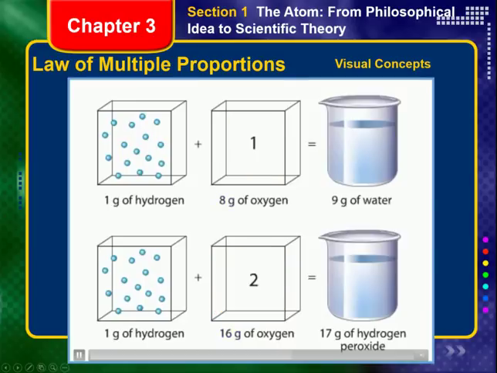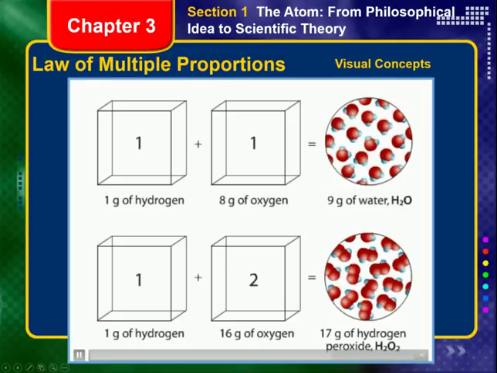From this, we can deduce that there must be twice as much oxygen in hydrogen peroxide as there is in water, and the same relative amount of hydrogen in both. It does not tell us, however, exactly how many atoms of each element make up the molecule. We now know, for example, that both water and hydrogen peroxide contain 2 atoms of hydrogen per molecule, a fact we could not deduce from the law of multiple proportions, which simply told us that we had the same relative amount of hydrogen.